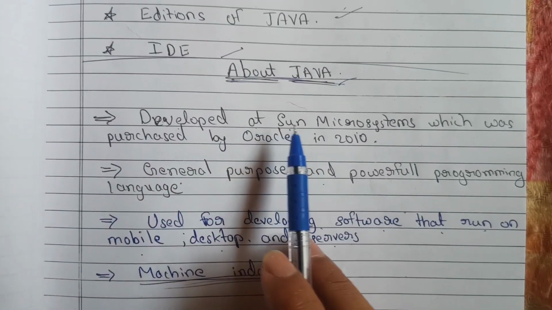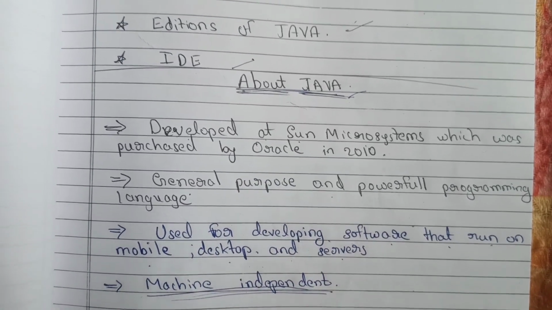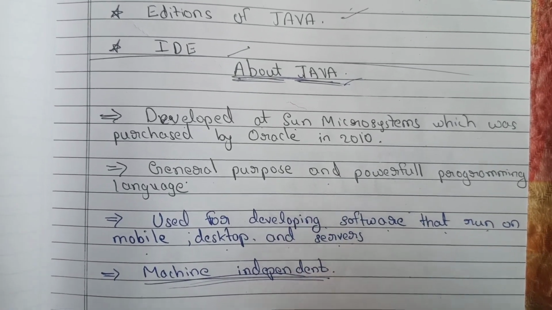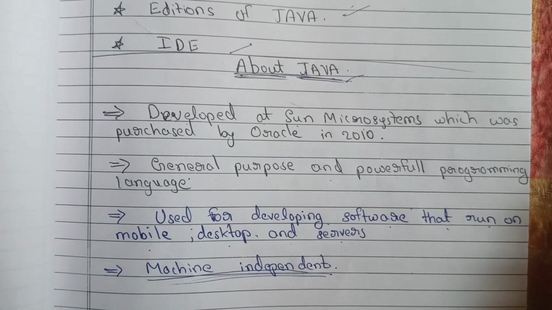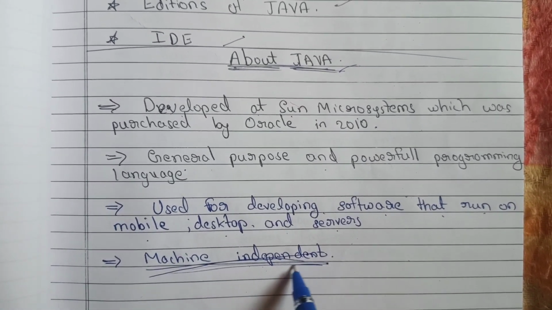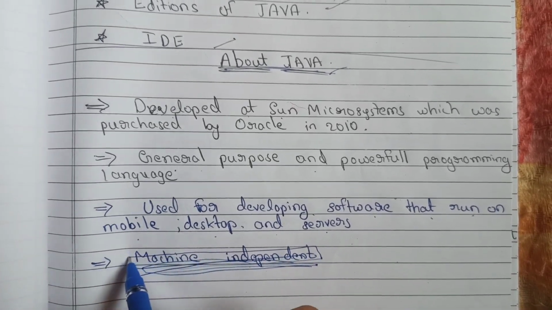It was developed at Sun Microsystems, which was later purchased by Oracle in 2010. It is a general-purpose and very powerful programming language used for developing software that runs on mobile, desktop and also on servers. It is mainly a machine independent language, so we can use the code on whatever platform it may be.